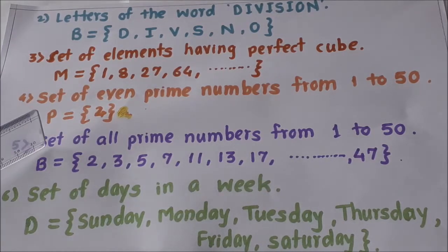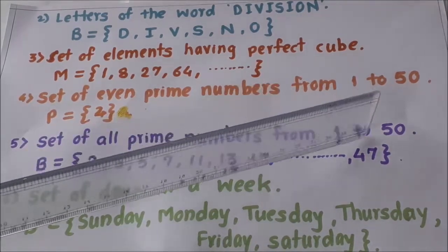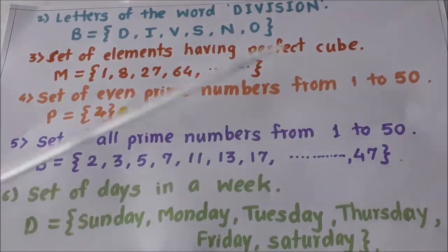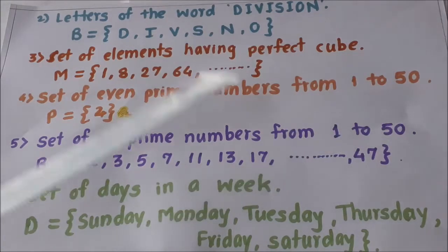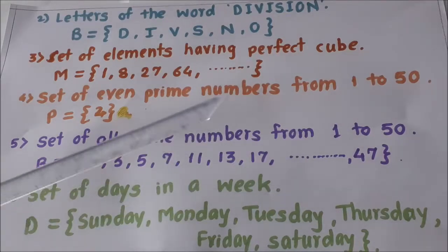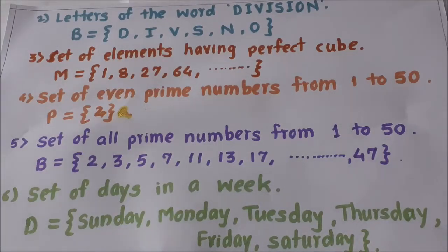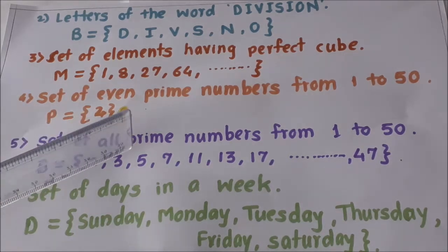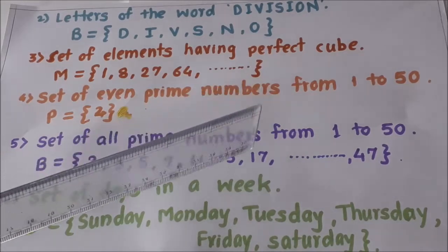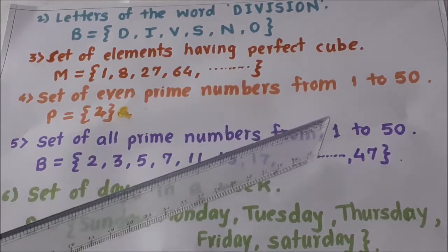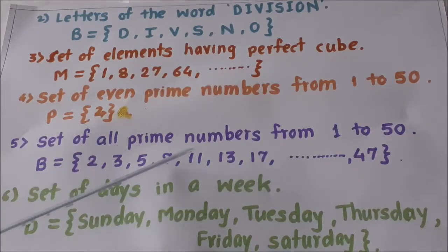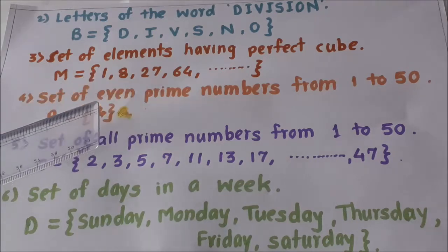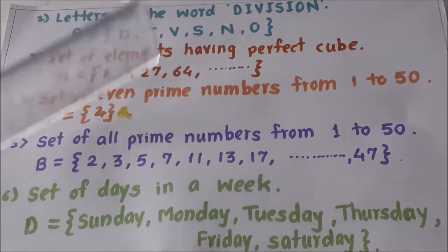Next example, set of all prime numbers from 1 to 50. Now here again many prime numbers are there between 1 to 50, which is little bit difficult to write here on the page. So that type, such examples can be written like this. B is equals to 2, 3, 5, 7, 11, 13, 17. Then you can use here dots and the last element of this group. Children, you can use as much you want here, but the rule should be followed same.